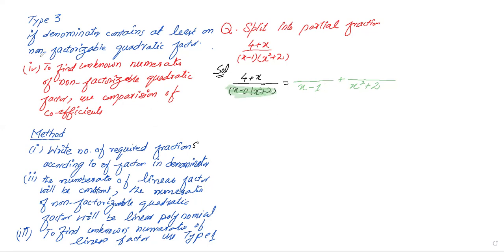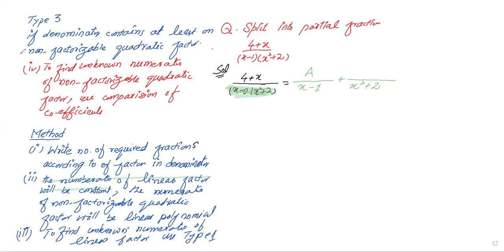Now I'm reading the second step. What is the second step? The second step says that the numerator of a linear factor will be a constant. So you have to put A over here. What about the second one? The numerator of the non-factorizable quadratic factor will be a linear polynomial. What's the meaning of this one?